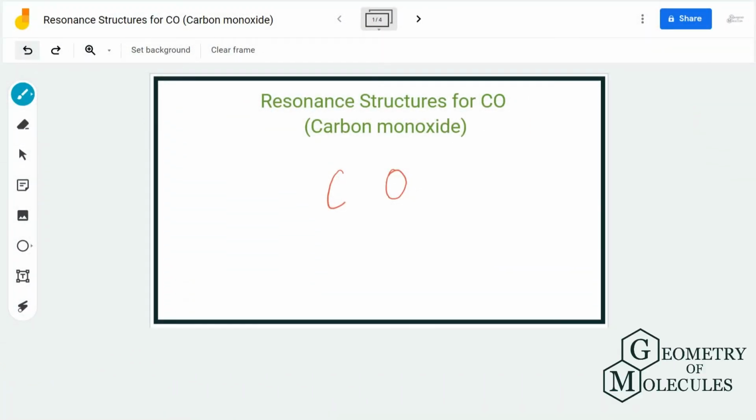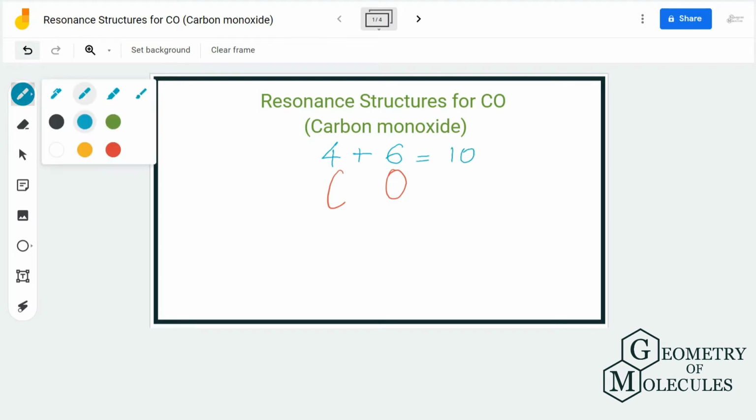Hi guys, today in this video we are going to look at the resonance structures for carbon monoxide. We generally do not look at it in general chemistry, but it is good to have an idea about it. Carbon is a group 14 element and it has 4 valence electrons, and oxygen has 6 valence electrons. So in total it has 10 valence electrons.